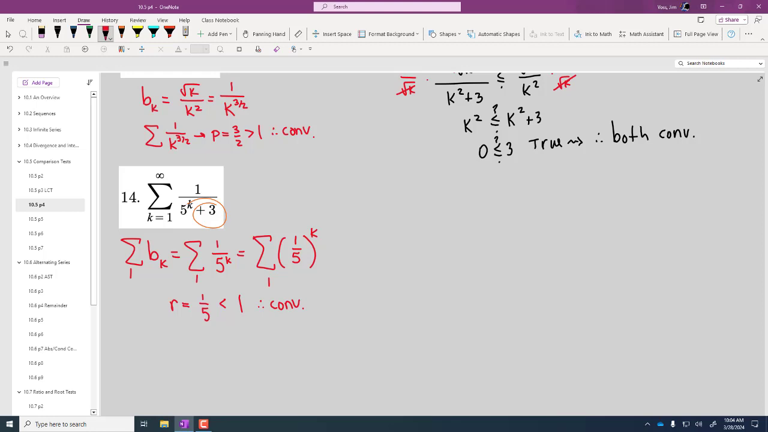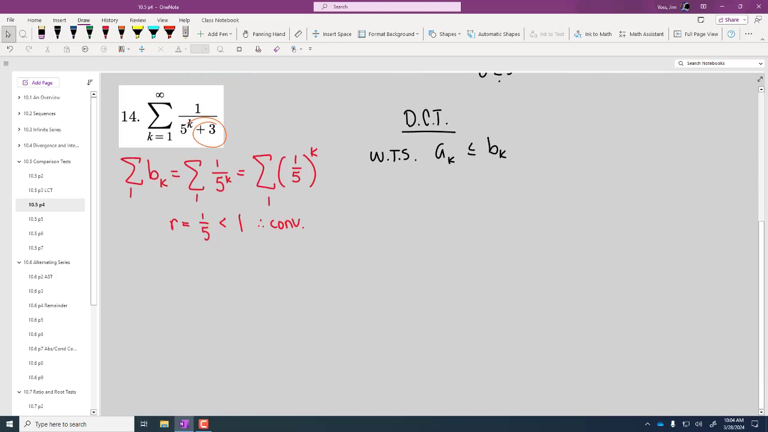So our suspicion then is that the a sub k series converges. Going to do the same thing. So let's see. If we're going to try the DCT first, which is always the best strategy, then we want to show that the a sub k's are smaller than the b sub k's. That's what we would like to show. Because our b sub k series converges, our suspicion is that the a sub k series converges, so we would love to be able to show this.